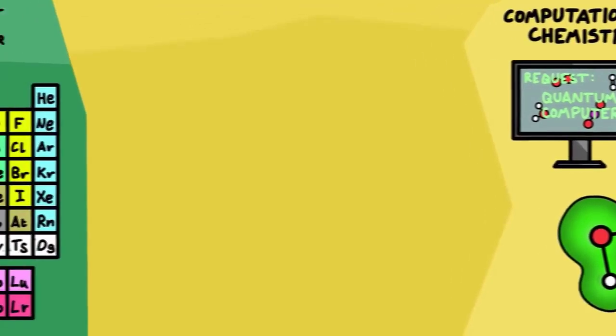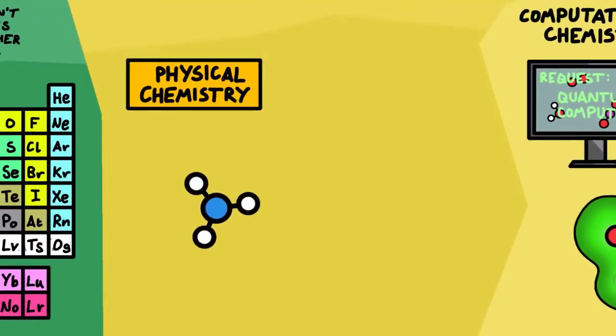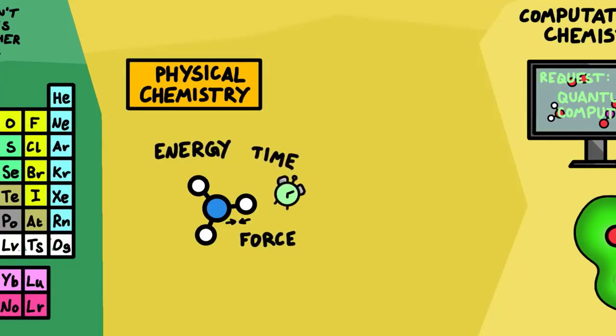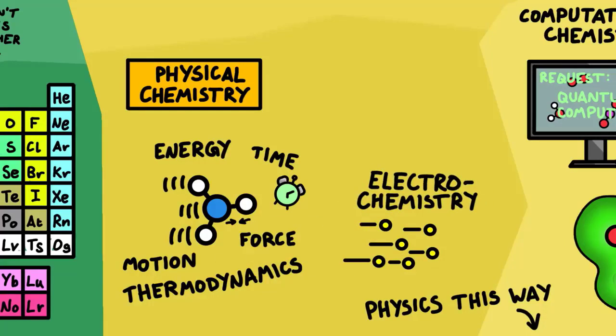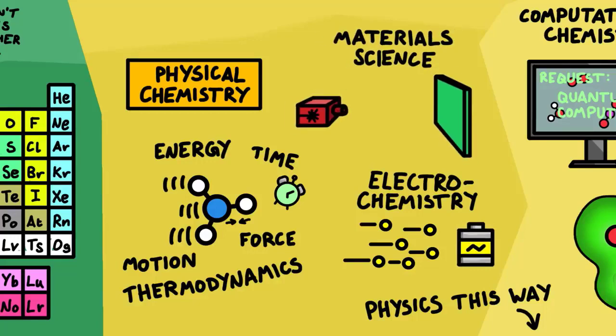Physical chemistry studies chemical systems in terms of their physics, so things like energy, force, time, motion, thermodynamics, quantum properties, amongst others. There are many subfields, like looking at the electronic properties in electrochemistry, which is important for developing better batteries, or materials science, which is trying to create materials with new properties like extreme strength, durability, or self-healing. This is a critical problem with building Earth-based nuclear fusion reactors, which are reliant on new materials.